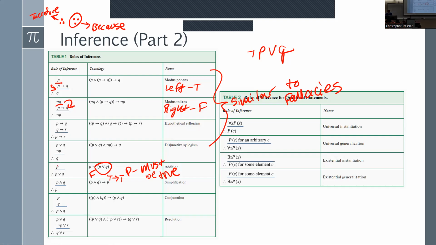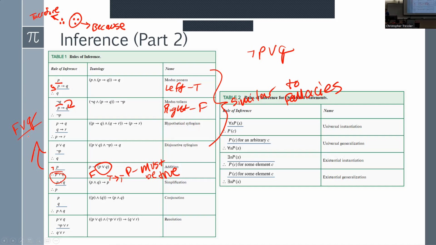So if P was false, we do not know that P or Q is true. Because if P is false, then we have false or Q, and then the actual statement is dependent on Q. Another law that we have, from a few slides ago: if we have P and Q, we can simplify that with simplification and say that we know P is true and we know Q is true. So we can take those statements and make them their own separate statements. That's what simplification is doing.